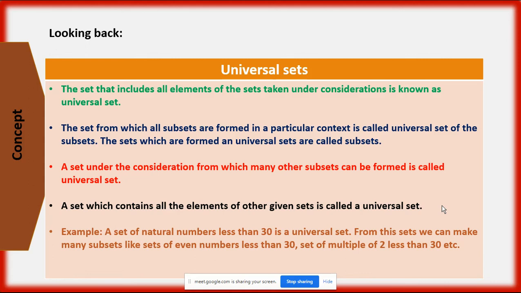My dear students, for an example of a universal set, you can study this: a set of natural numbers less than 30. Suppose the set of natural numbers less than 30 is a universal set. From this set we can make many subsets, like the set of even numbers less than 30, the set of multiples of 2 less than 30, or others you can explore and write. So that is the universal set, and the others are subsets.